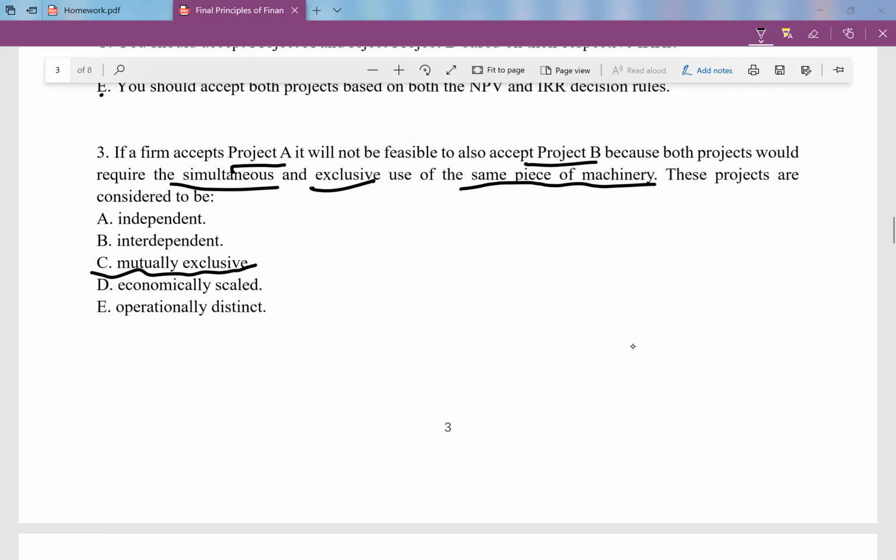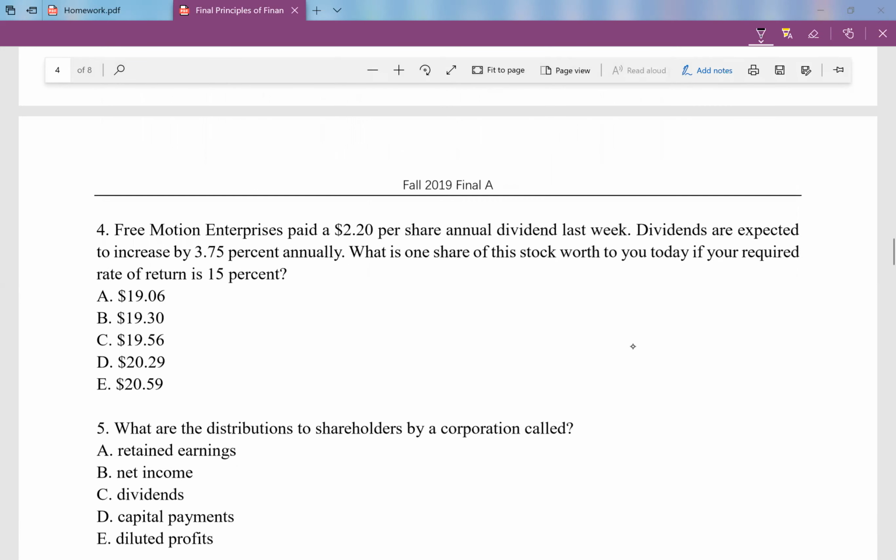One of these two can be selected, and the other one will be rejected. You can only choose one, either or, not both. So this is called a mutually exclusive project. I think you already defined this one in your capital budgeting project. So this is just a question to review this concept.